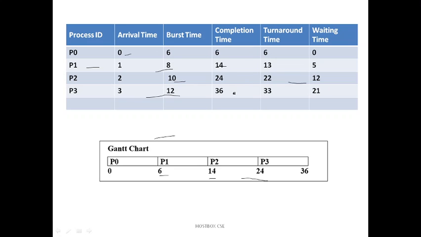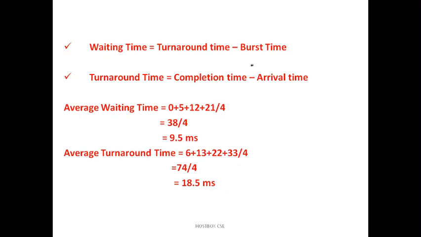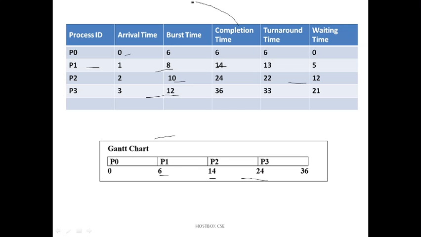Now go for the turnaround time. So turnaround time means, remember the formula, turnaround time means completion time minus arrival time. Completion time minus arrival time. Waiting time is equal to turnaround time minus burst time. So turnaround time, how do we calculate? Completion time minus arrival time.